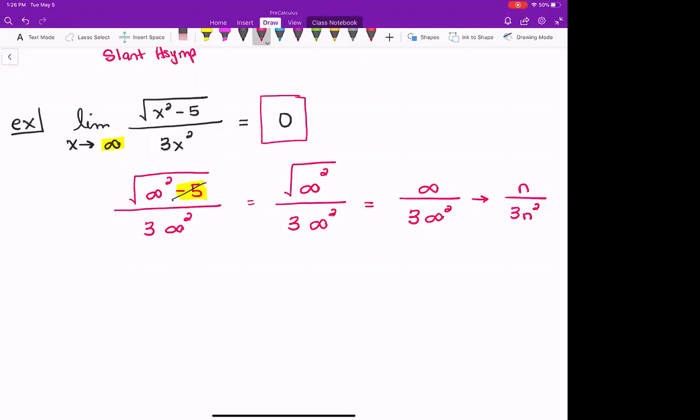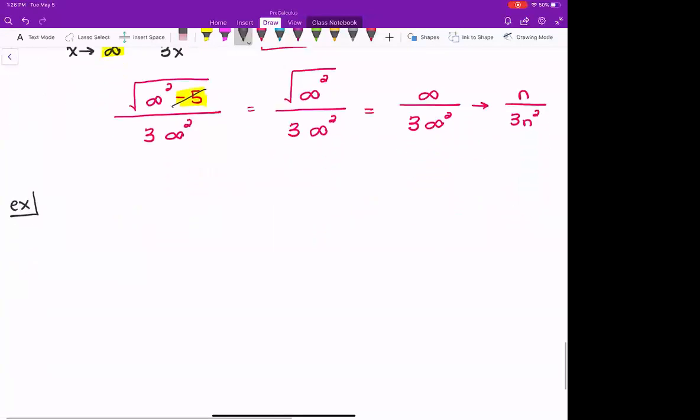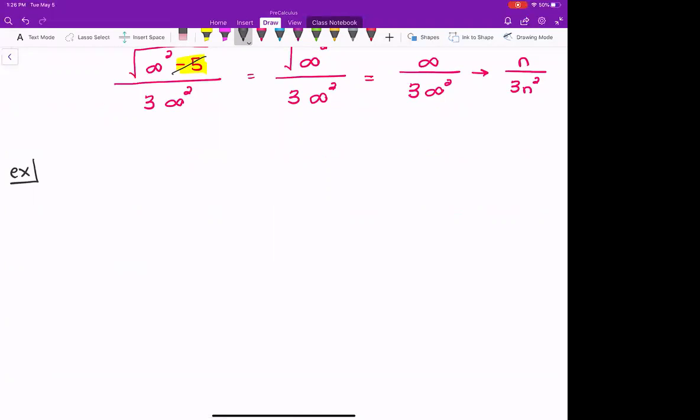Let's do one more. Let's take the limit as x heads to negative infinity of 3x minus 5 over the square root of 4x squared plus 1.